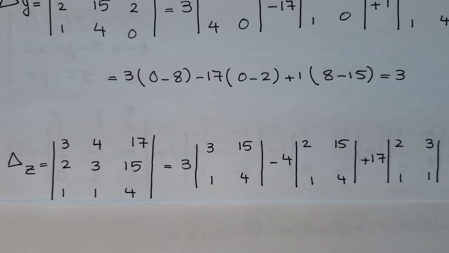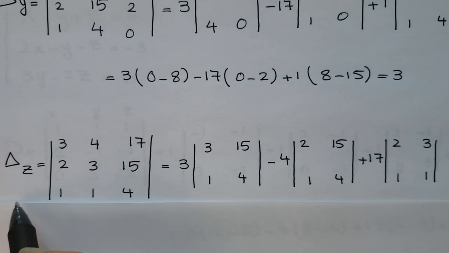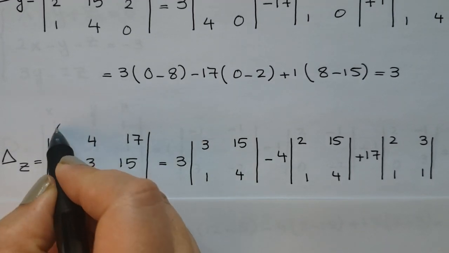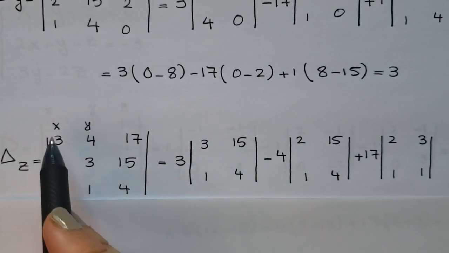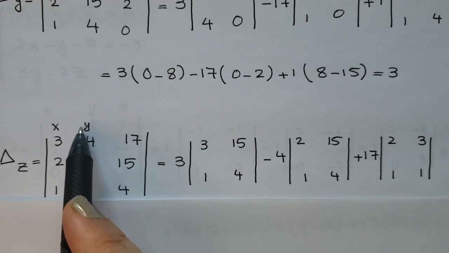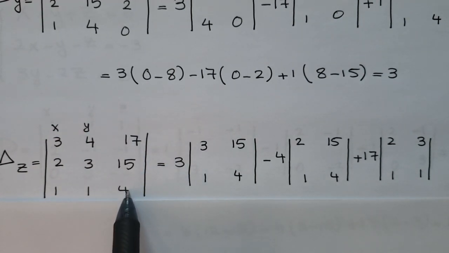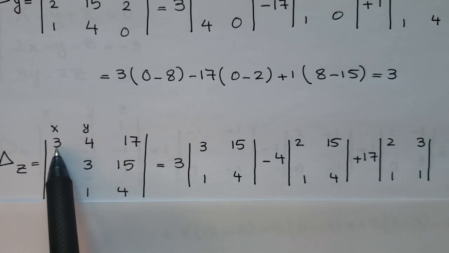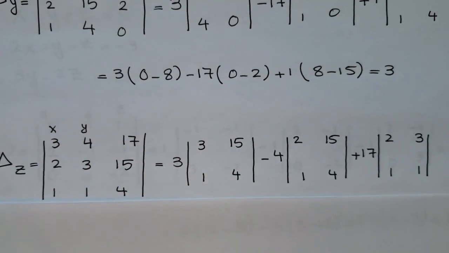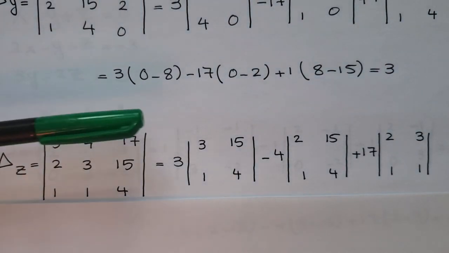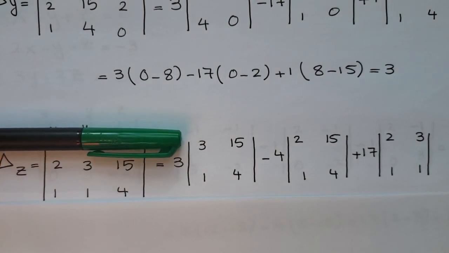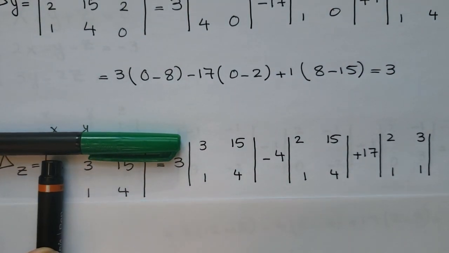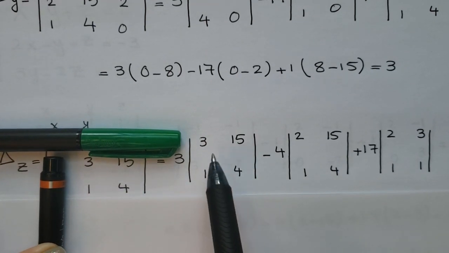The third determinant which I have to calculate is the determinant of z, and z is the third variable. So the first column and the second column, which refer to the x and y coefficients, are not changed, but the third column is replaced with the constants. So here again, the first main element would be 3. If I want to eliminate the first column and the first row, then I'm left with 3, 15, 1, 4.